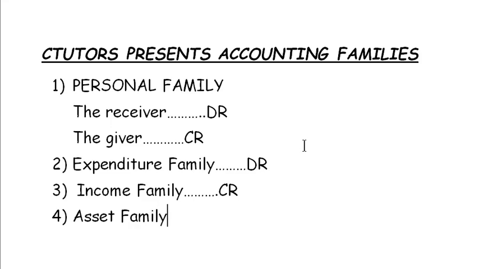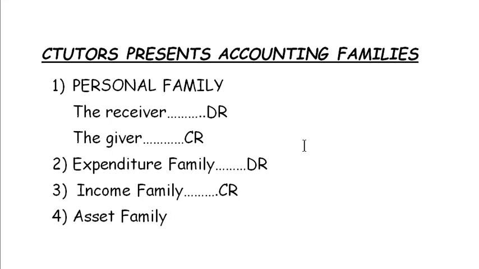Asset family. Asset is what belongs to a business. Asset is what a business has. Asset is whatever a business buys and uses for generation of income. Whatever a business buys with their money and is using to generate income is called assets.